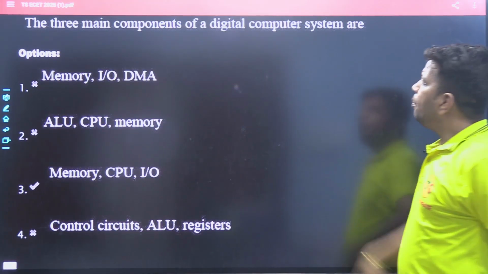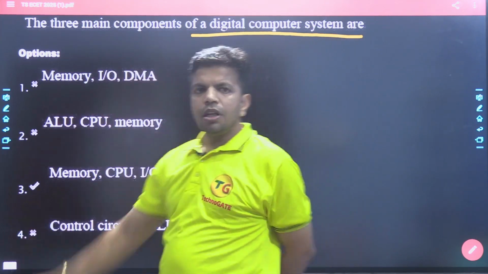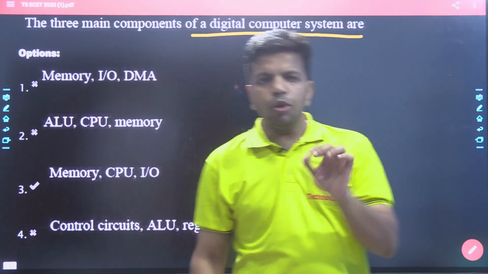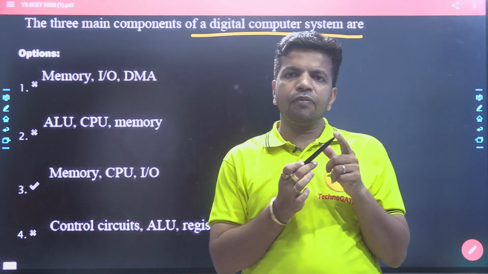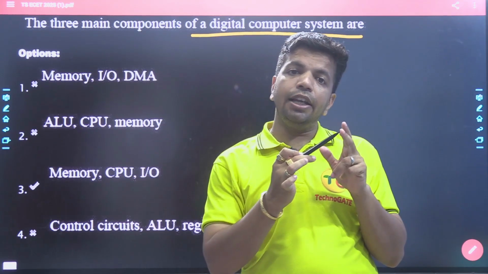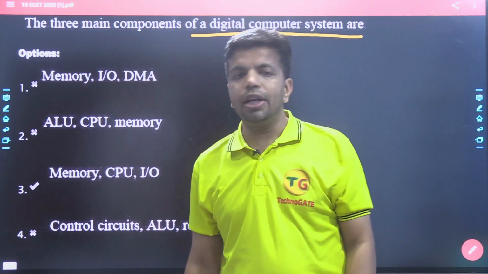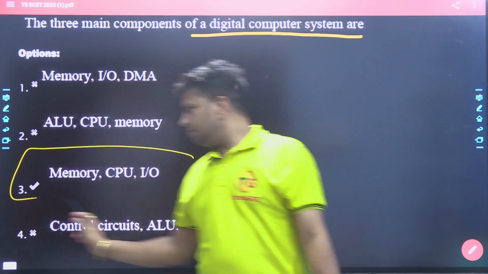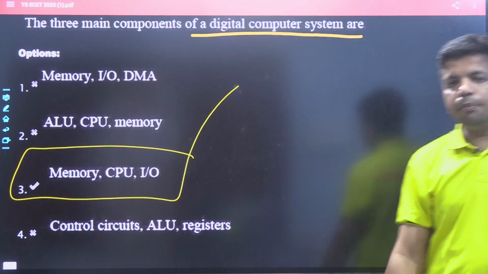The three main components of a digital computer system. If you have a computer system, you definitely need a CPU. You definitely need input output devices. And you need a memory. So three main components are there.